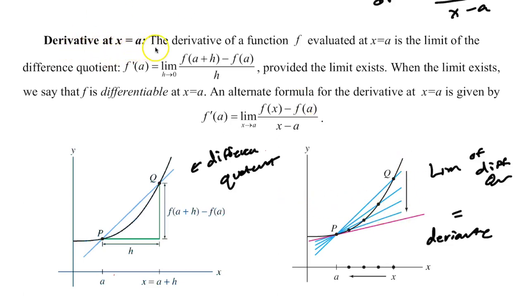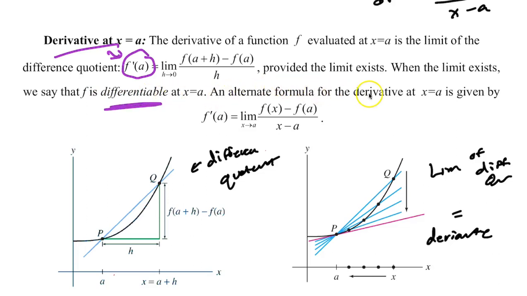Derivative at x equals a: the derivative of a function f valued at x equals a is the limit of the difference quotient. And this has some notation. This right here means derivative at a. So derivative at x equals a is this notation. It's a little prime symbol we put for derivative at a certain value. And that is this equation, provided the limit exists. When the limit does exist, we say this is differentiable. So when you can take a derivative, it's called differentiable at x equals a.